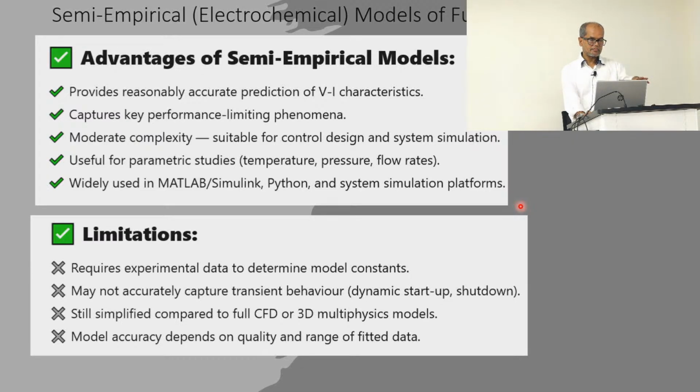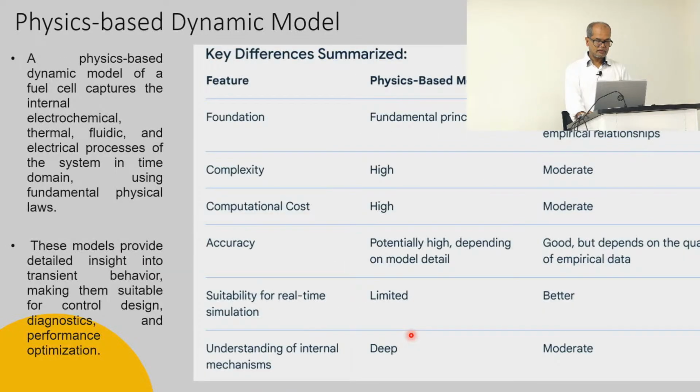It has advantages, mainly in terms of accuracy, but definitely there are some limitations as well. It still needs some experimental data, and may not exactly capture dynamic behavior like dynamic state and shutdown. It might also be simplified compared to a CFD 3D multiphysics model, and accuracy depends on the quality and range of the fitted data. So, the experimental data heavily contributes to the accuracy of the modeling.